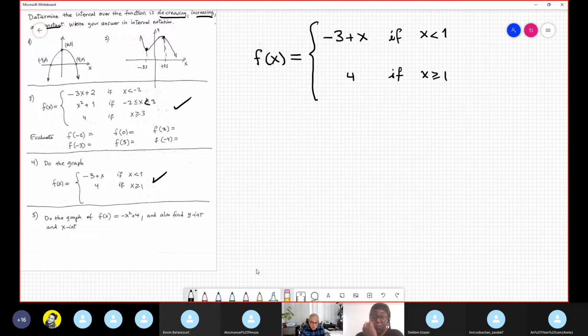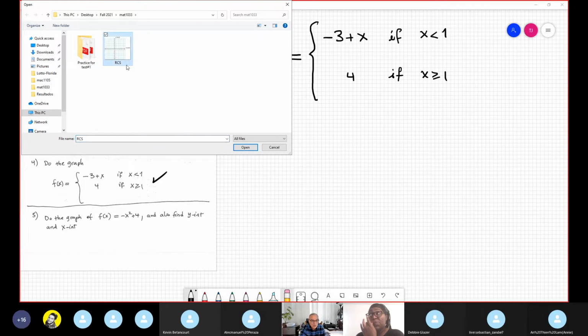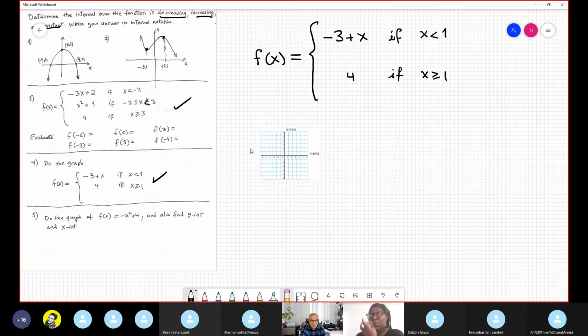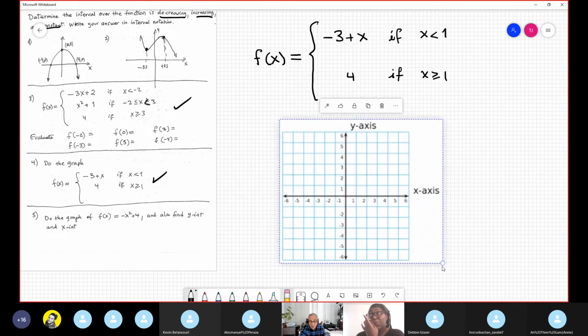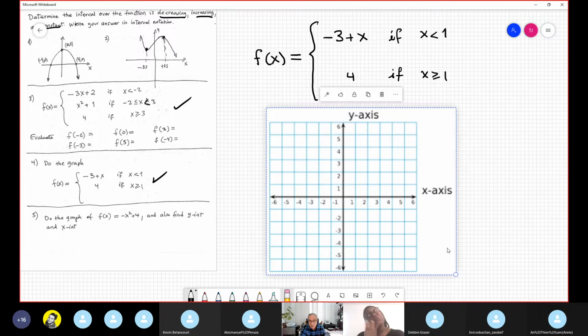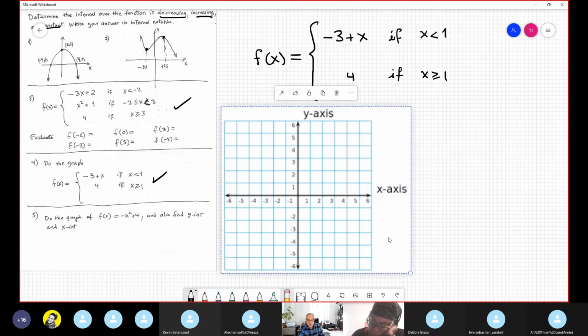Now doing the graph is not completely different, but it's different from the evaluation. Evaluation is easier. You determine the interval, you select the function, and that's it. In the graph, the procedure is a little bit different. You take piece by piece. I take the first piece.